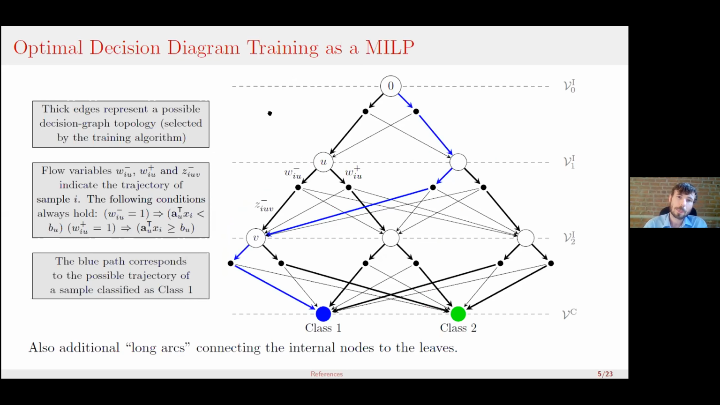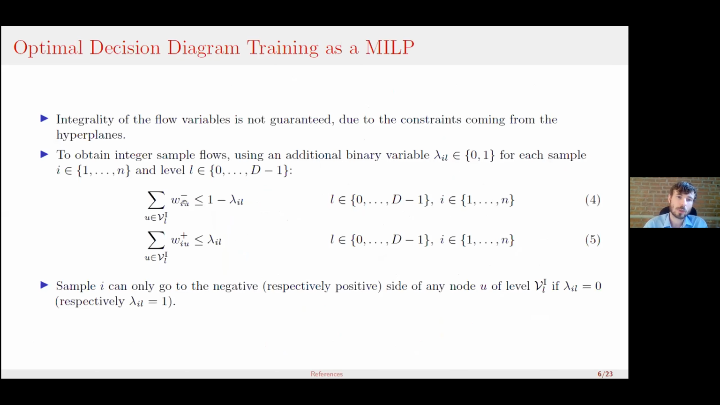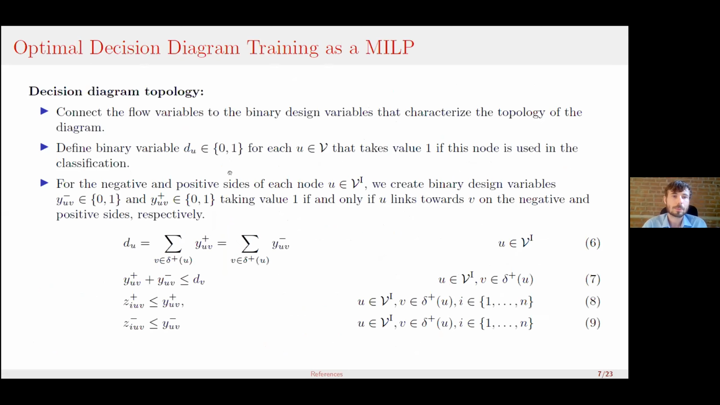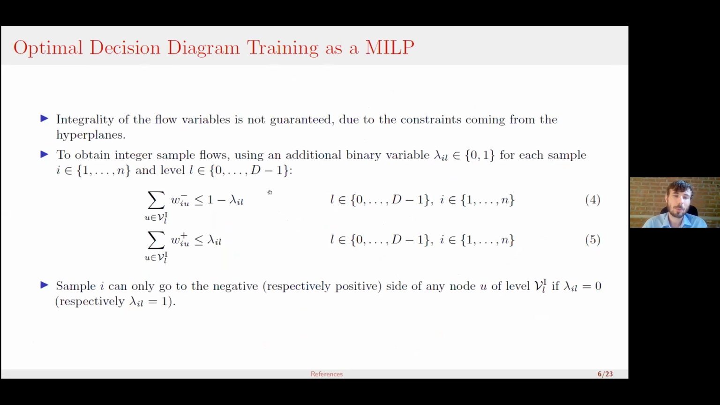Second thing, branching choices. Again, we use these lambda variables that tell you whether the sample will go left or right on this layer, and we connect these variables with the w variable. Easy, and also a good thing, you can relax the integrality of the w and just put the integrality on the lambda. It's basically the same as profiting from the tree structure to make a kind of special ordered set constraint on the model.